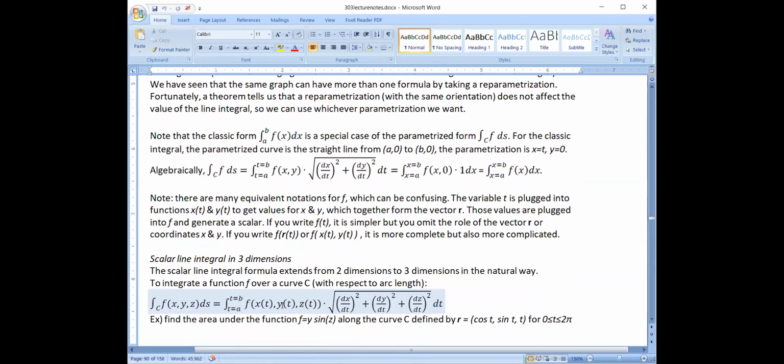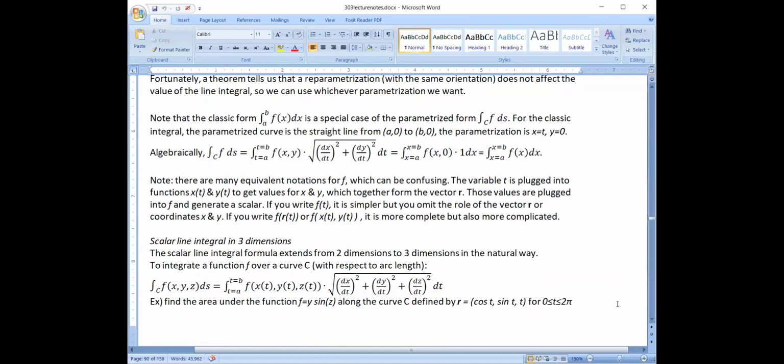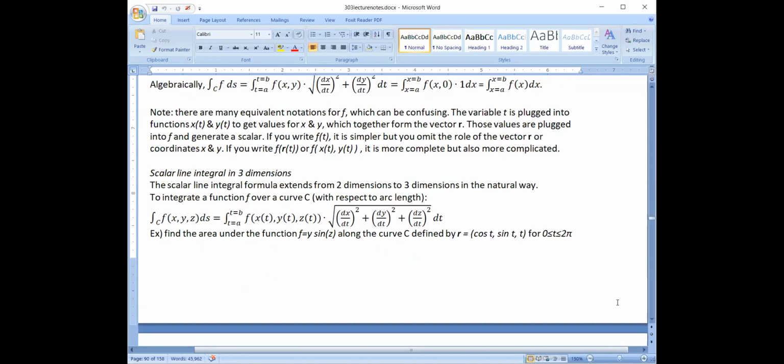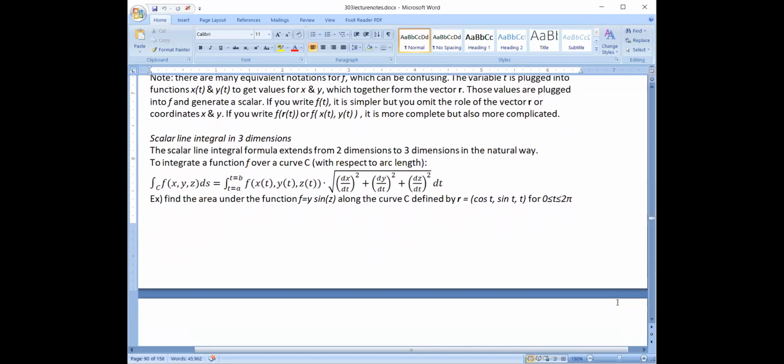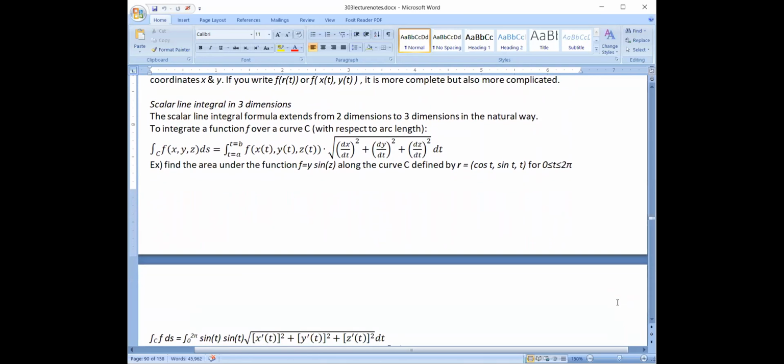And then here's an example. Find the area under the function f equals y sine z along the curve c defined by r equals cos t, sine t, t for t goes from 0 to 2 pi. So how do we do this? Basic scalar line integral formula. It's the integral of f ds over the curve c.